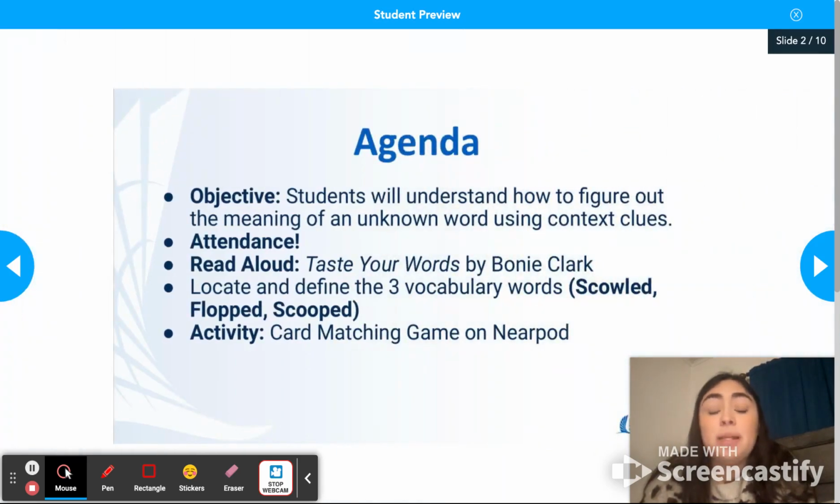My objective is students will understand how to figure out the meaning of an unknown word using context clues. And then I will take attendance. And then I will have a YouTube video of a read aloud of the book Taste Your Words by Bonnie Clark. And then we will locate and define the 3 vocabulary words, which are scowled, flopped, scooped. And then at the end, it'll be a check for understanding activity, which is the card matching game on Nearpod.